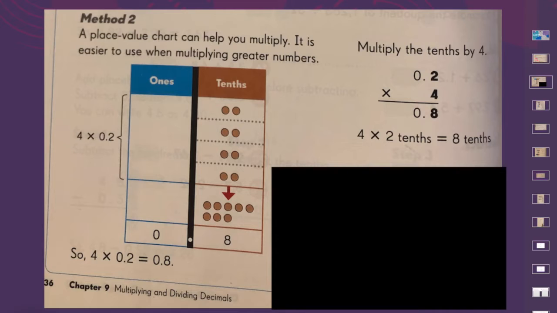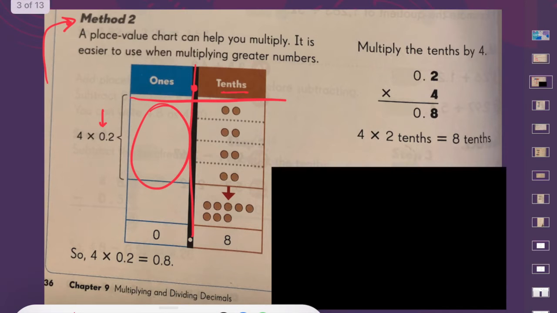Now, another way of thinking about this is to use a place value chart to help us see what's happening to each place value as we multiply. So if we have our place value chart here divided into the ones and the tenths, remember the tenths place is the first place value after the decimal point, and we have 4 times 2/10. Well, we can see that in 2/10 we have 0 ones. That's why there's nothing represented in the ones place.